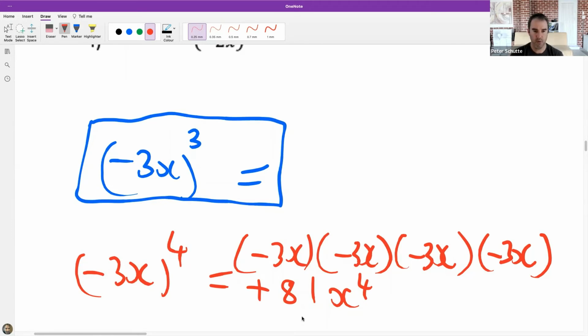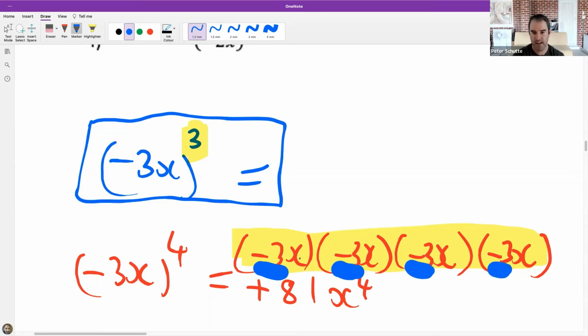So the moral of the story is when we deal with powers, we need to be careful that we really understand what the number out here is actually doing. All it's doing is saying repeat whatever's below, but repeat it as a multiplication. That's why when we do this part, we're multiplying, and so we're not using like terms here. We're literally just saying the coefficient, the minus 3, minus 3, minus 3, minus 3, and then x, x, x.